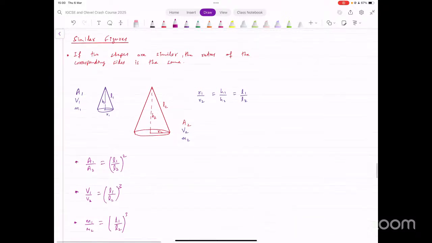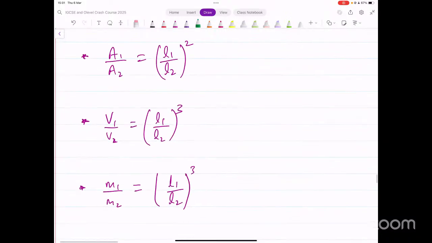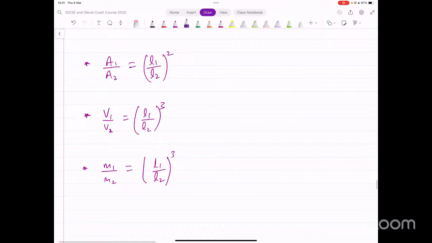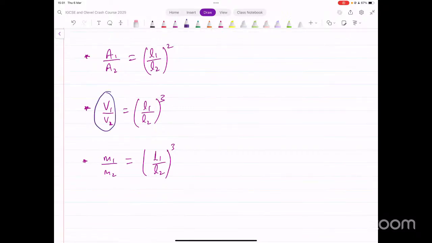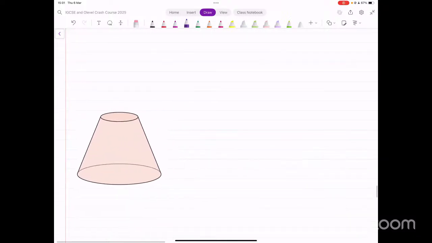You can use these relations in similar figures. First of all, the ratios of corresponding sides are always going to be equal to each other. So if you have some radius and you have some length, some height, the corresponding sides of similar figures are going to have the same ratio. And when they talk about areas and volumes or masses, then we have these relations. The ratio of areas is the same as the square of the ratio of sides. Ratio of volumes is equal to the cube of the ratio of the sides. And similarly for mass as well, it's equal to the cube of the ratios of the sides. That's what we've talked about until now.